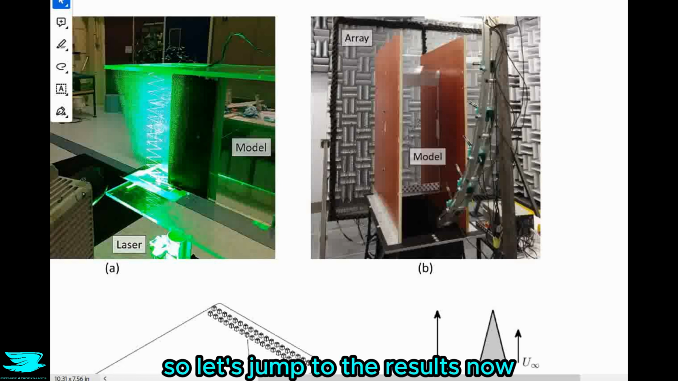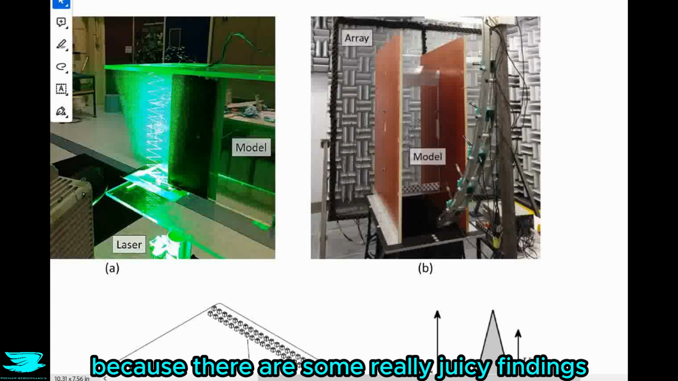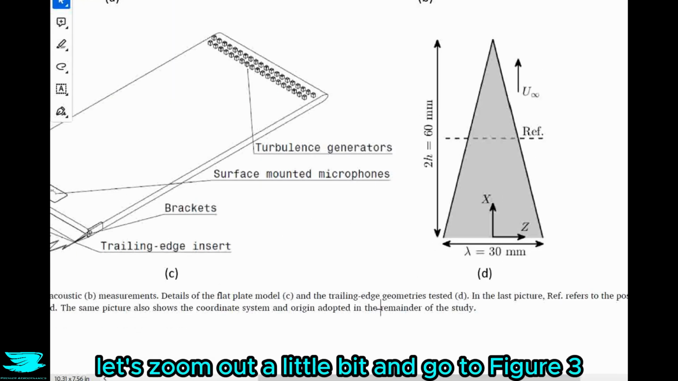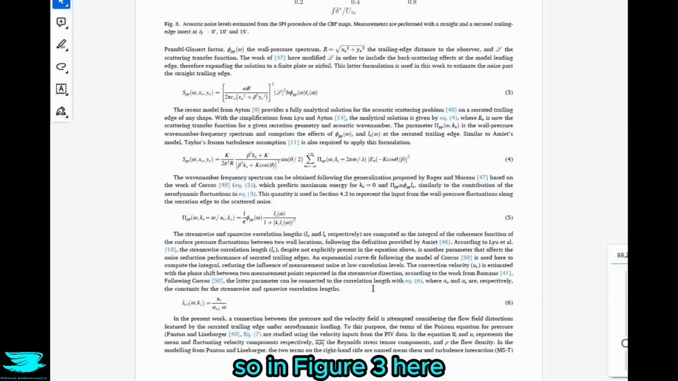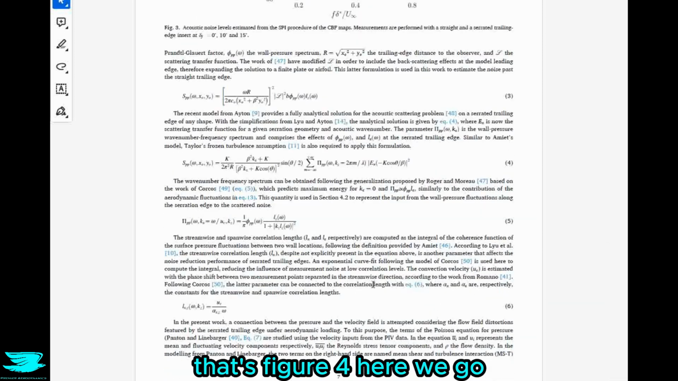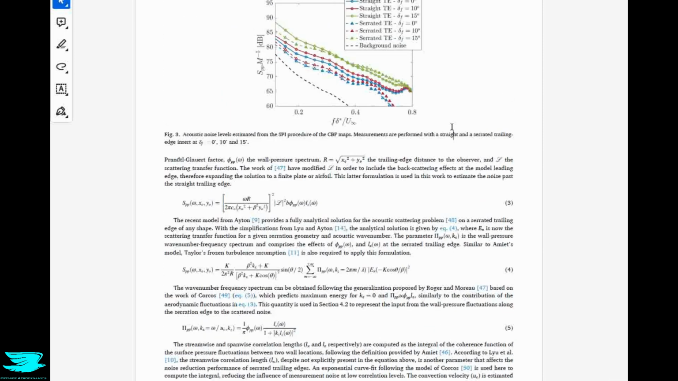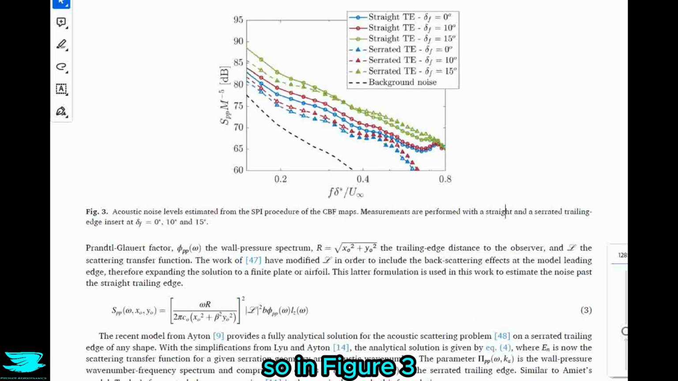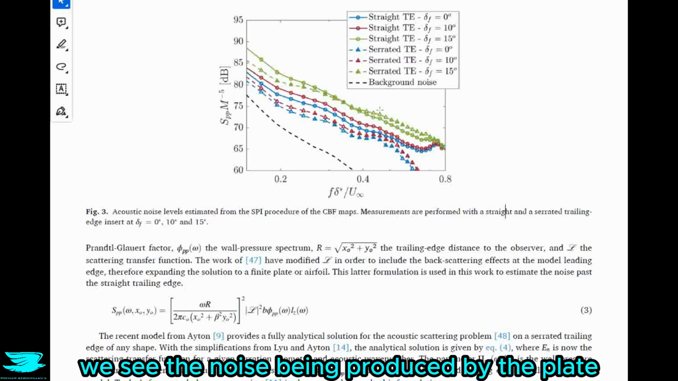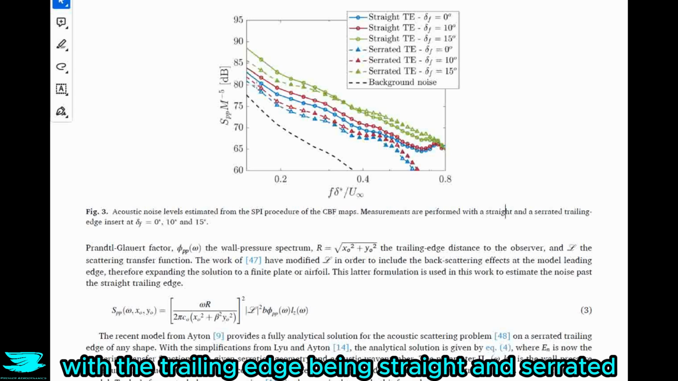So let's jump to the results now, because there are some really juicy findings. Let's zoom out a little bit and go to figure 3. Here we go, figure 3. Okay, so in figure 3, we see the noise being produced by the plate with the trailing edge being straight and serrated.